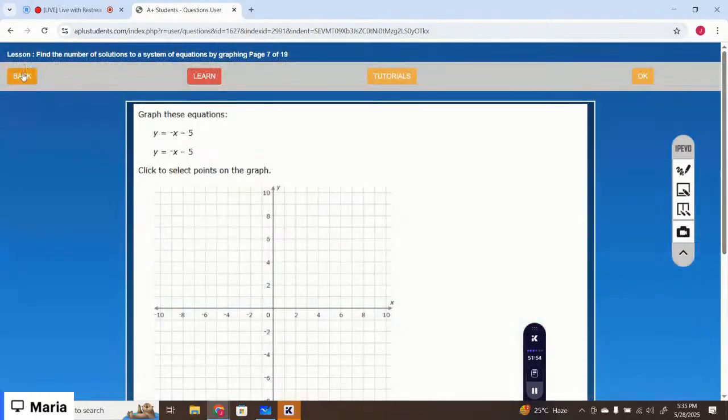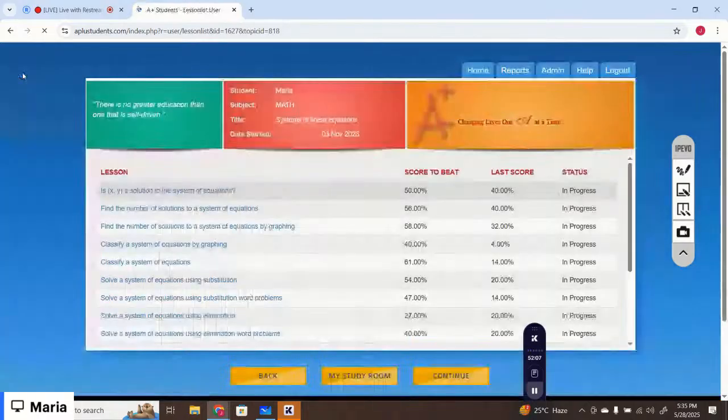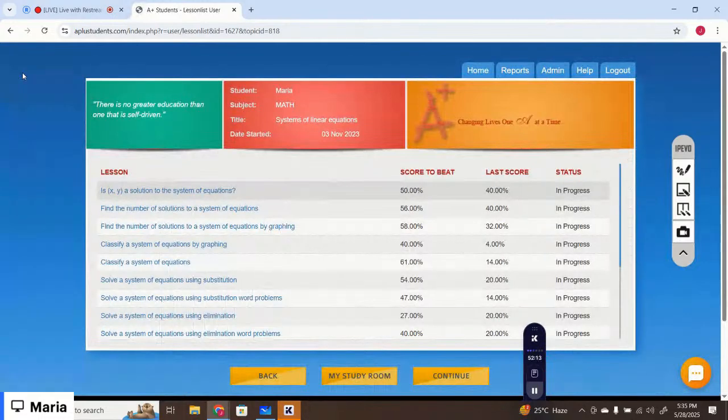Okay, you can complete the lesson by yourself later today. The chapter we are working on is linear functions. The lessons we have covered today are: is x, y a solution to a system of equations, find the number of solutions to a system of equations, and find the number of solutions to a system of equations by graphing.